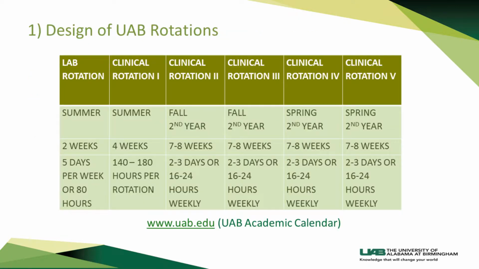First, design of UAB rotations. As you can see here, our students have 1 lab rotation and 5 clinical rotations. All students get their lab rotation at UAB prior to leaving their first year of training. This is typically done as soon as their spring classes finish, usually the first 2 weeks of May, and is 2 solid weeks in either a molecular, cytogenetic, or biochemical lab.